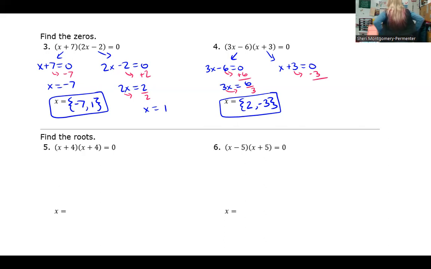Awesome. I want you to do the next one on your own, the next 2 problems. They are really, really easy. You can do them on your own.